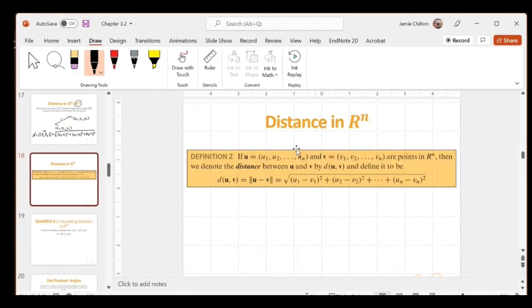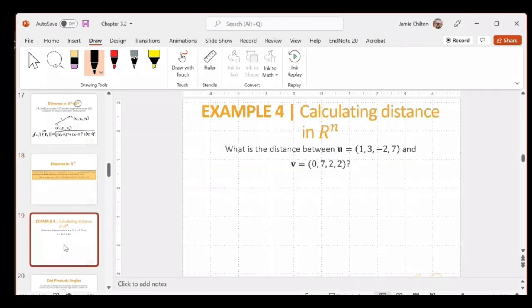Now, here, if you want to have it in terms of a definition, we've got our definition 2 going on here. And here we've got, if U and V are points in real space, then we denote the distance between U and V by d(U, V) and define it to be. And then here they've done exactly what we did in the previous example. So here they're taking the difference between those components, squaring those differences, then they're taking the square root of all those terms, and that is going to be the distance here between the vectors U and V. So you're going to be able to do this many, many times.